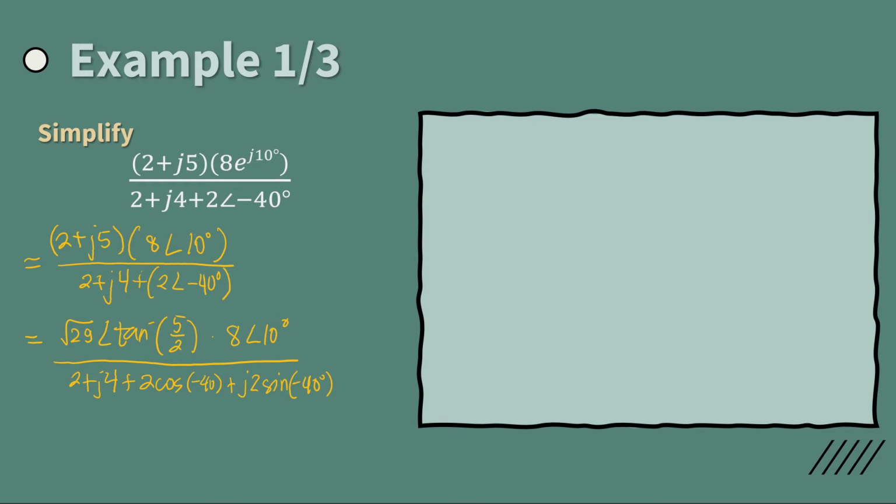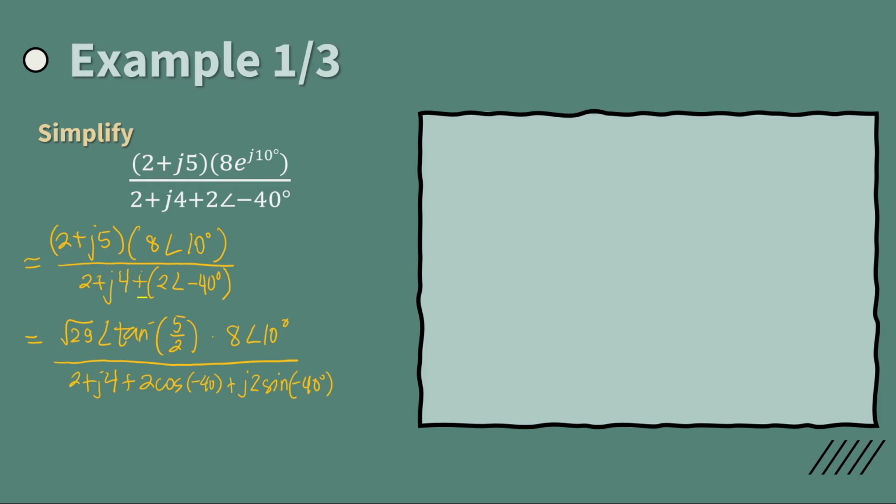Now in the denominator, because this is addition, it would be better if we transform this one into rectangular form. But no one will stop you from transforming 2 plus j4 into polar form, which is also okay. But it would be better if you transform the polar into rectangular because of the operation, addition. We have discussed that one also in the previous lecture video. So here we have this new form.